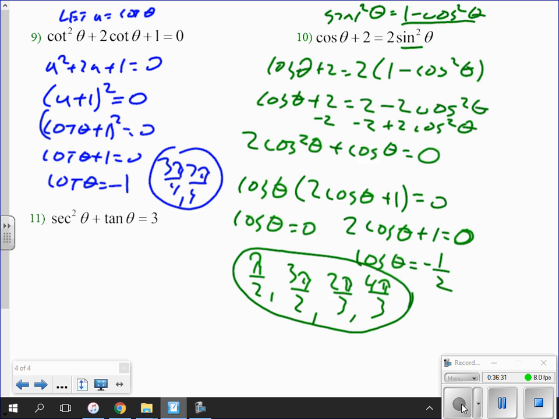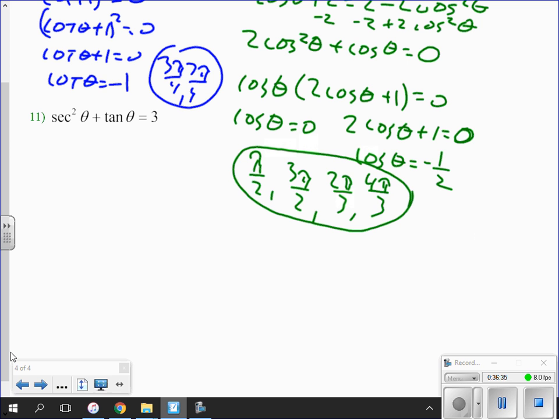Okay, from your Pythagorean identities, that's what you do. Replace secant squared with tangent squared plus 1. And then I have plus the tangent of theta is equal to 3. Set that equal to 0 and rearrange it. Tangent squared theta plus tangent theta minus 2 is equal to 0.